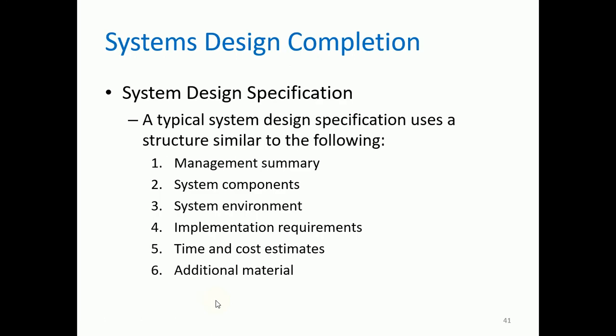Okay, next we have systems design completion. We have this document, the system design specification, and it has a structure similar to the following: the management summary, the system components, system environment, implementation requirements, time and cost estimates, and additional material.